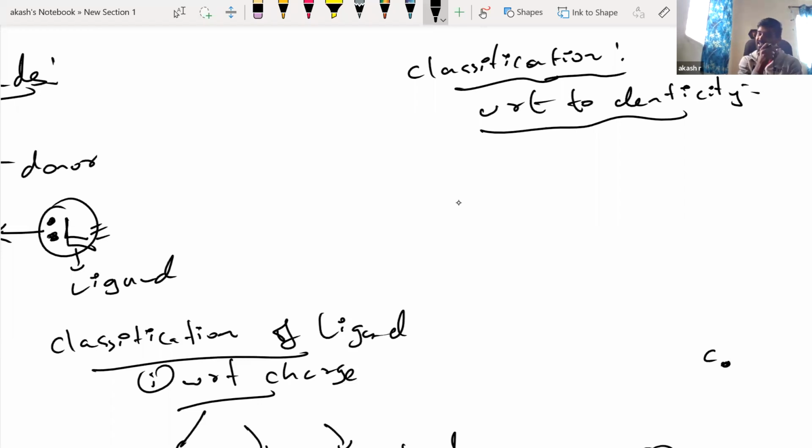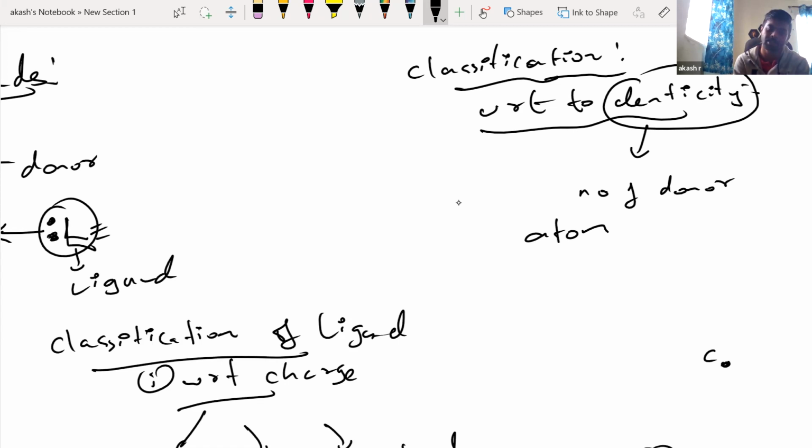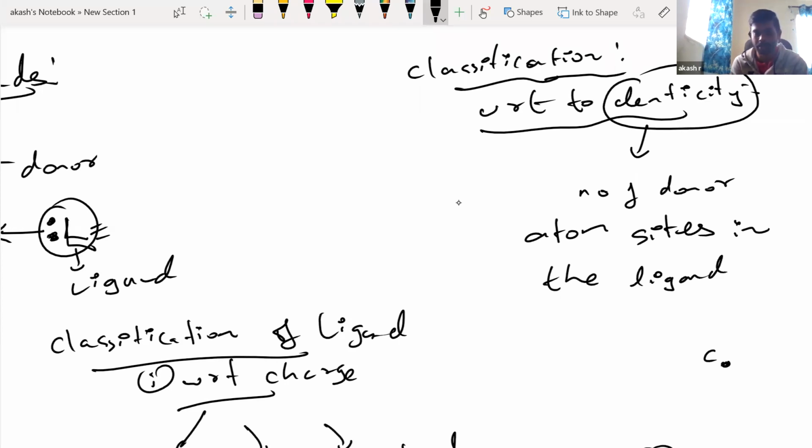Okay, with respect to its denticity. Obviously, first you have to understand what you mean by the denticity of a ligand, right? Denticity of a ligand is nothing but the number of donor atom sites in the ligand, right?